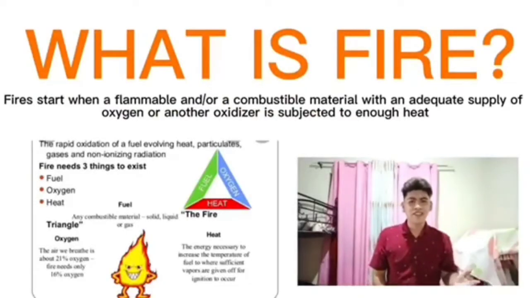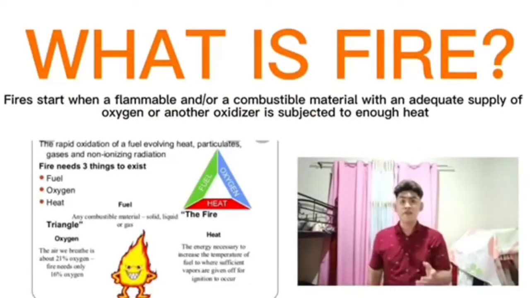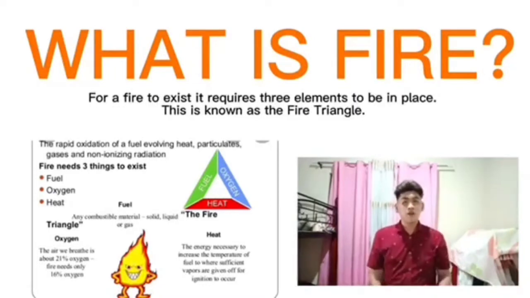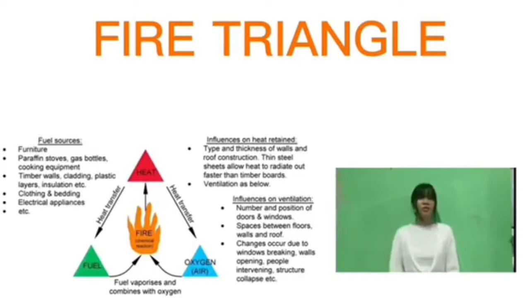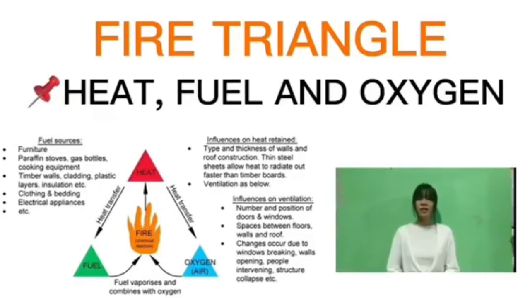What is fire? Fire starts when a flammable and combustible material with an adequate supply of oxygen or another oxidizer is subjected to enough heat. For a fire to exist, it requires three elements to be in place. This is known as the fire triangle. The fire triangle or the combustion triangle are the three components needed to ignite and sustain the fire. The three ingredients of the fire triangle are heat, fuel, and oxygen.